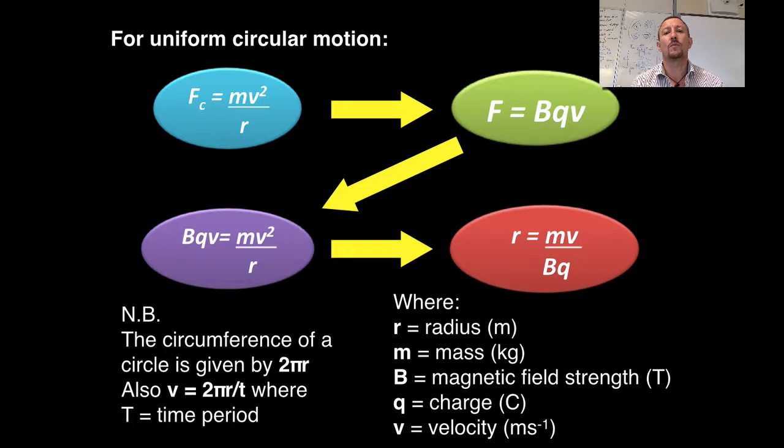So what else can we do? Well, we can convert it into circular motion. Now we know that for circular motion, as you can see from the blue ellipse, the force generated there is the mass times the velocity squared over r.